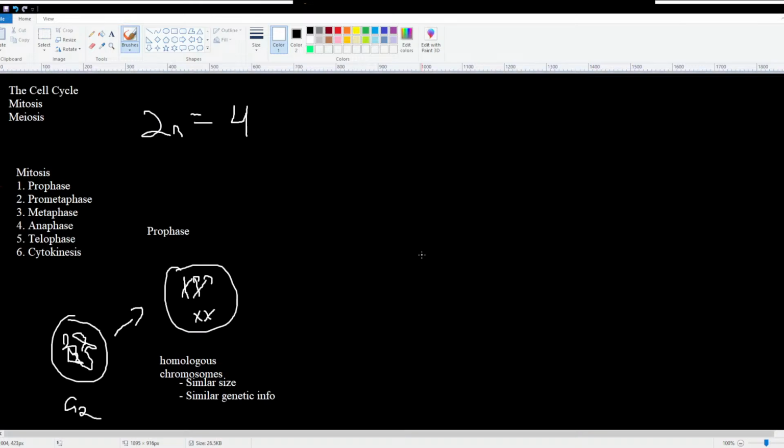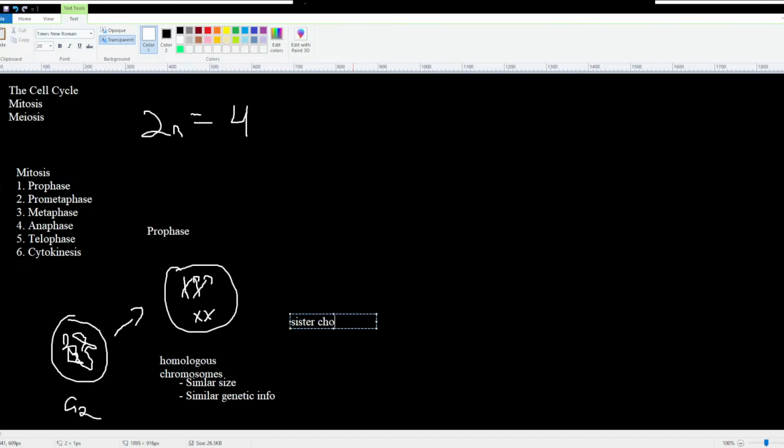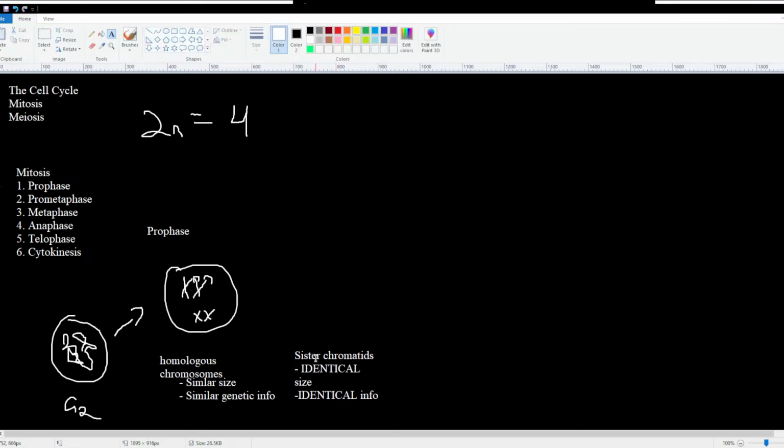Now, what are sister chromatids? Sister chromatids are identical size and identical info. So that's the difference between homologous chromosomes and sister chromatids. Homologous chromosomes, let's draw that out, would be like this or like this. Similar size, similar genetic information.